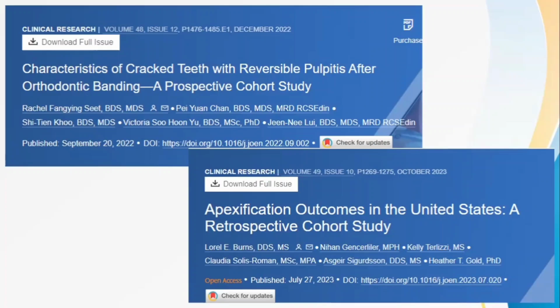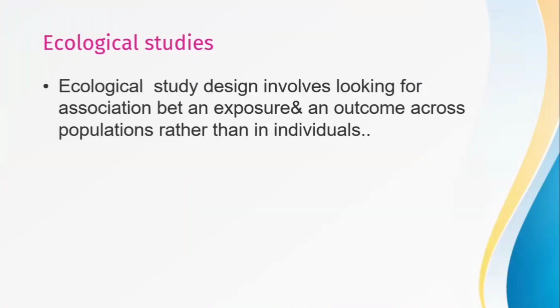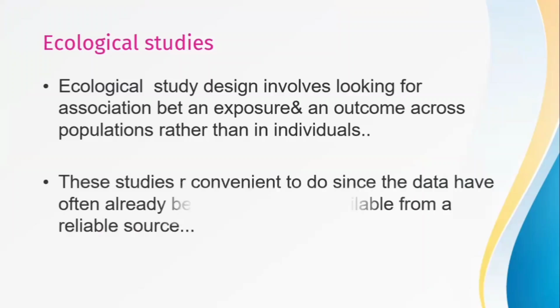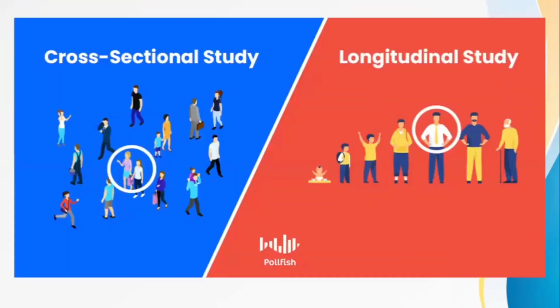Now we will move on to ecological studies. The ecological study design involves looking for association between an exposure and an outcome across populations rather than in individuals. It is also sometimes called correlational studies. These studies are convenient to do since the data have often already been collected and are available from a reliable source. Let us move on to cross-sectional and longitudinal study.